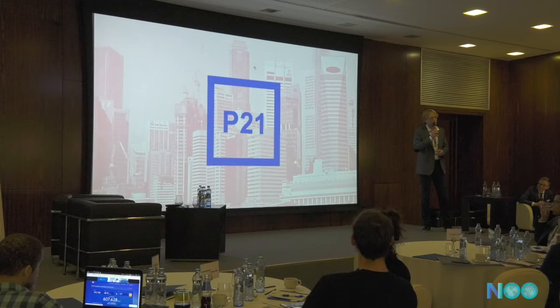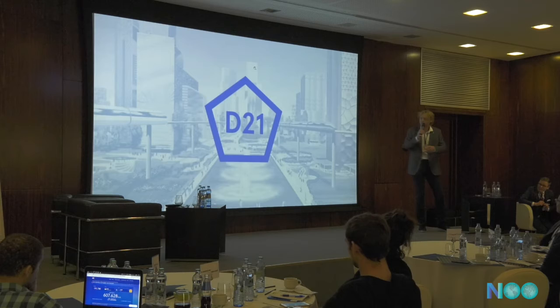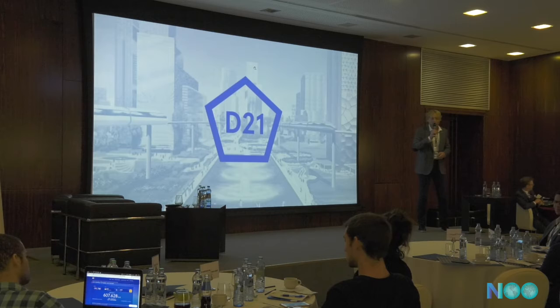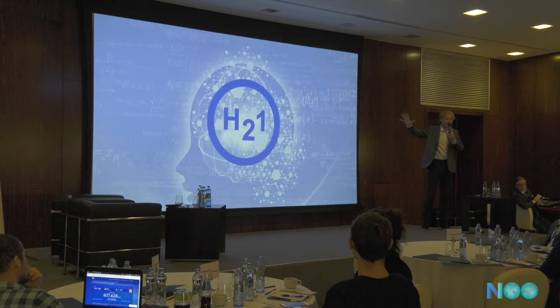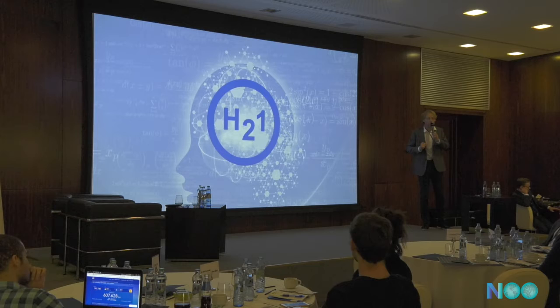D21 is Democracy 21, the top level, where people have multiple votes and vote for parliament using the Janecek method. And the ultimate is H21. You can see it's the base of our existence, one of the bases of our physical existence, H2O. H2O, that's how we evolved.